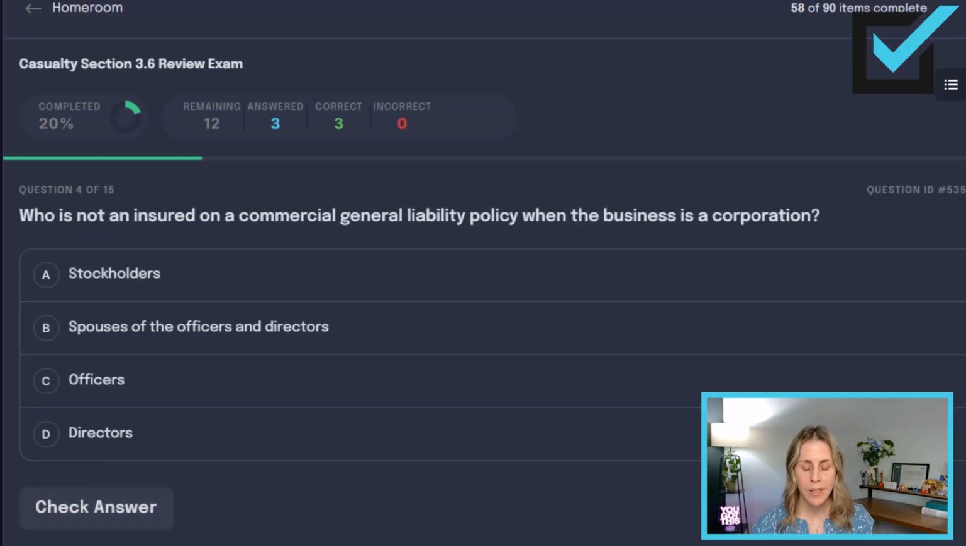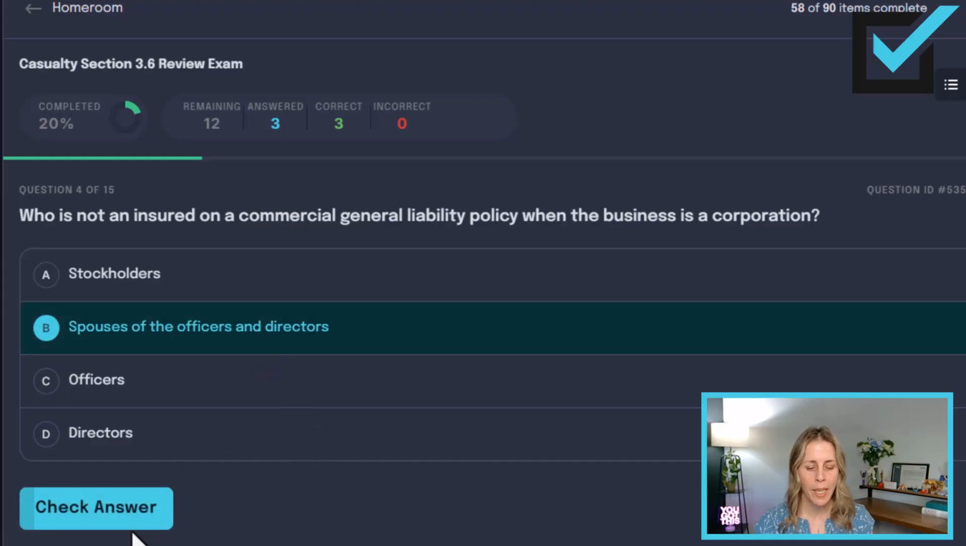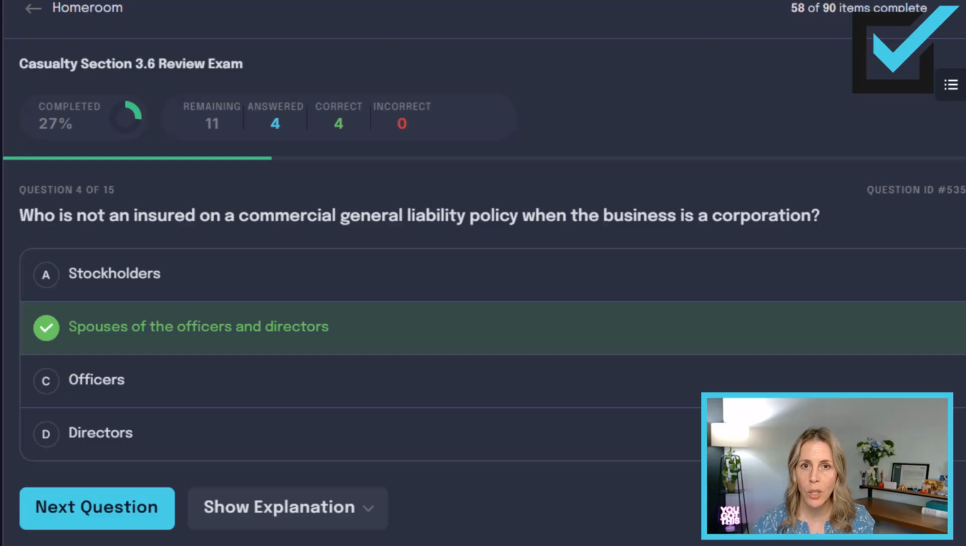Who is not an insured on a commercial general liability policy when the business is a corporation? Stockholders, spouses of the officers and directors, officers, directors. When the business is a corporation, it does not include spouses of the officers and directors as insureds.